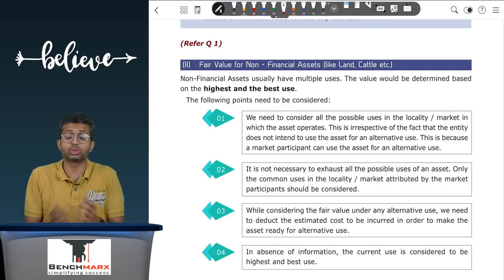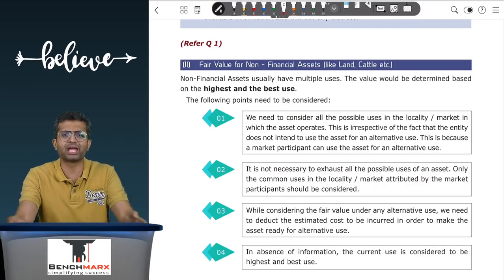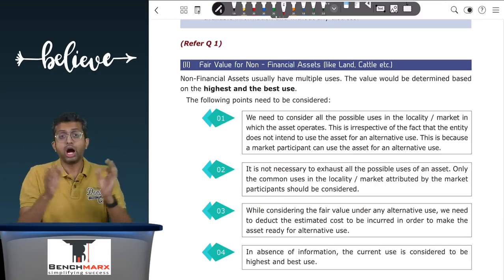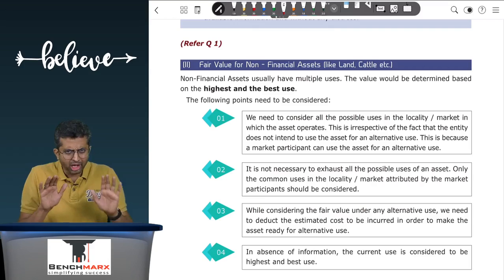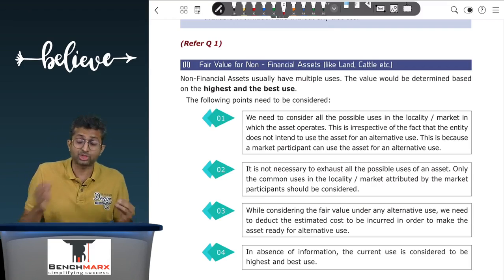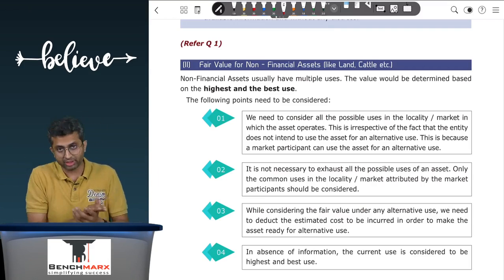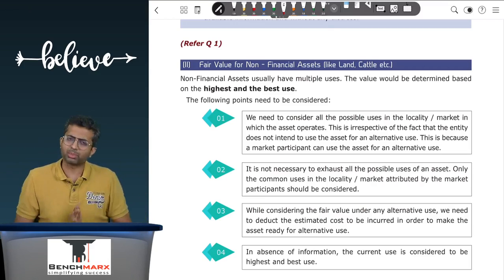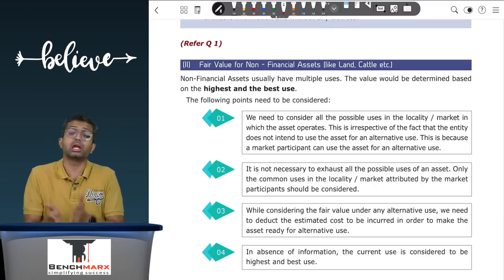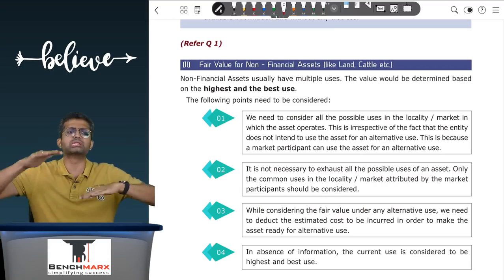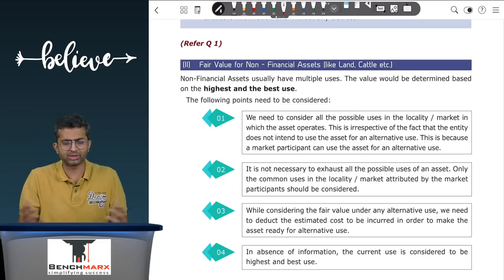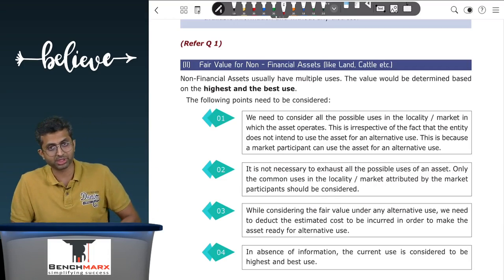Irrespective of what the entity wants to do, what is the highest and best use of that non-financial asset, that should be considered. Again, while determining the highest and best use, you will consider the current use, unless given otherwise to be the highest and best use. However, if there is an alternative use available, which is used by market participants in that locality or in that area or in that market, then an alternative use will be considered, and the highest and the best use, considering both or more than two alternatives as the case may be, will be taken for the purpose of valuation.